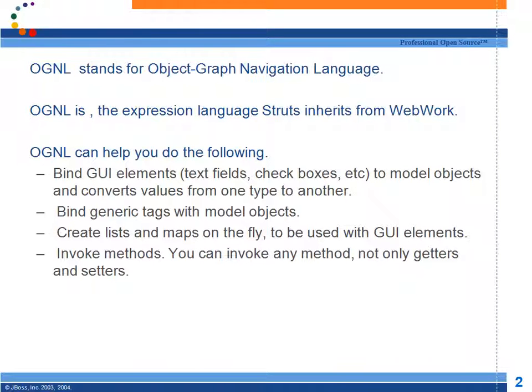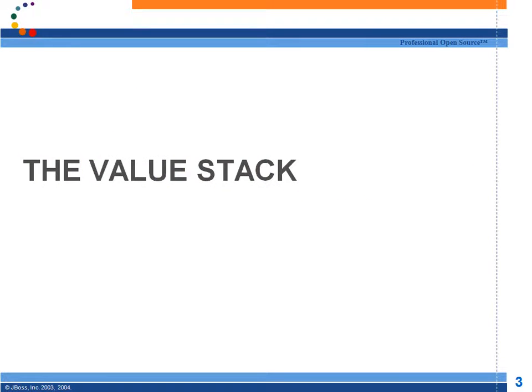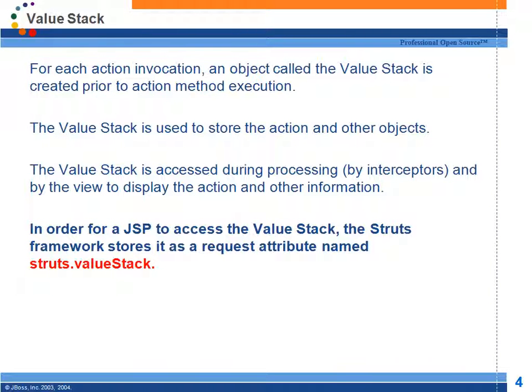Okay, let's talk about what is OGNL. OGNL stands for Object Graph Navigation Language. OGNL is the expression language Struts inherits from the WebWork framework. I told you Struts is internally using WebWork. There are some uses which we will see practically here. Value stack. As I said about value stack, first we need to understand about value stack.